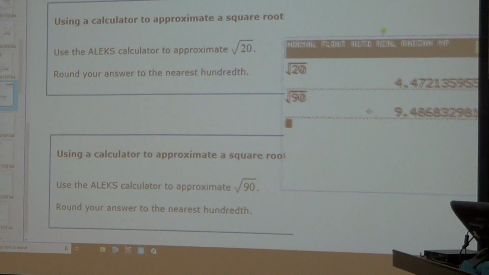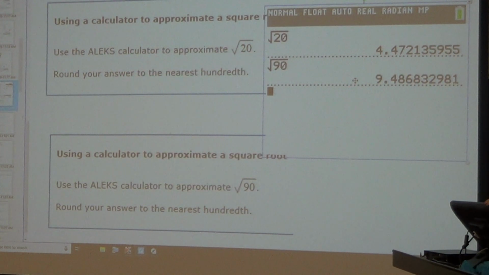And this says round it to the nearest hundredth. So my hundredth is going to be 2 places behind the decimal. So the 2 tells the 7 and the 6 tells the 8. So what's the first one going to be? 4.47. Oh, it's 7. 7 and 9.49. Cool?